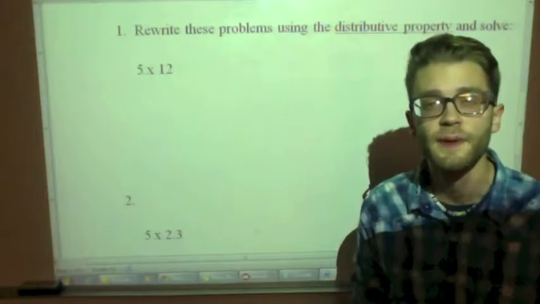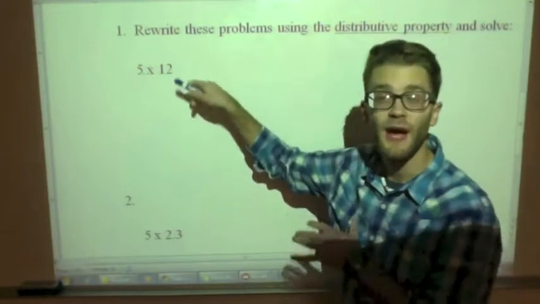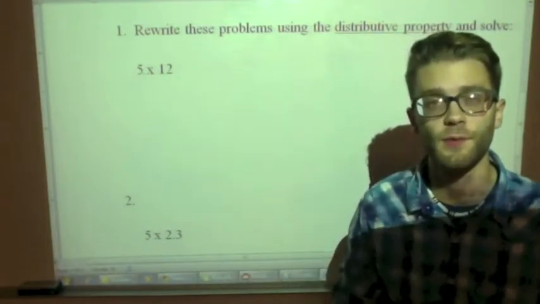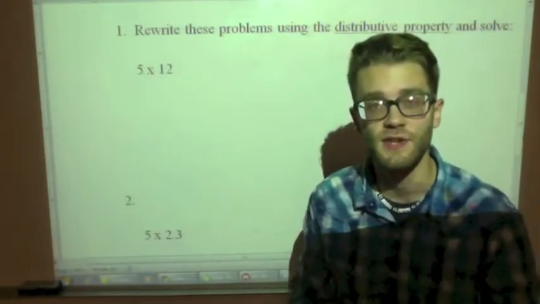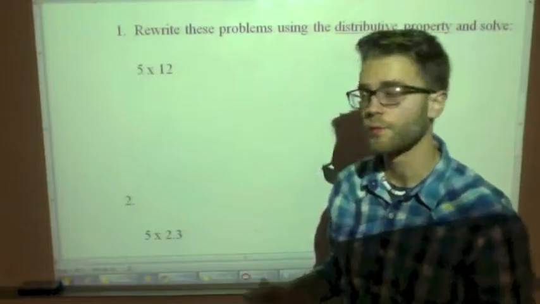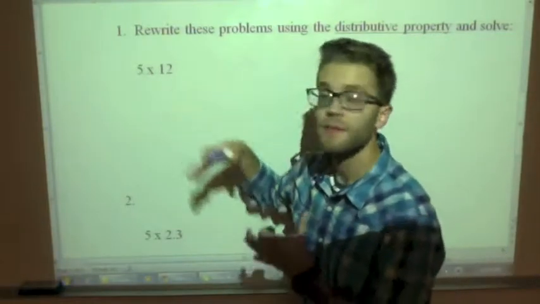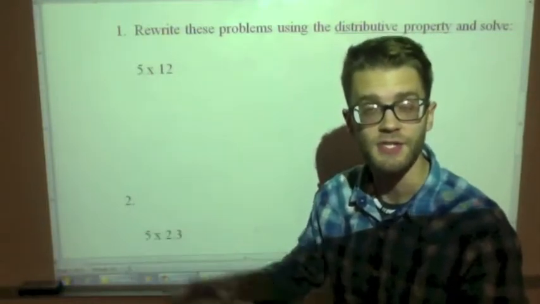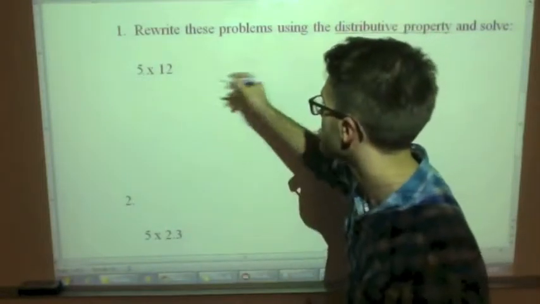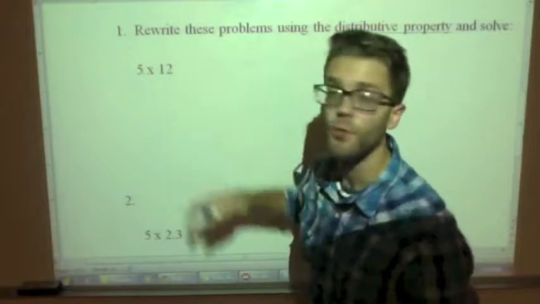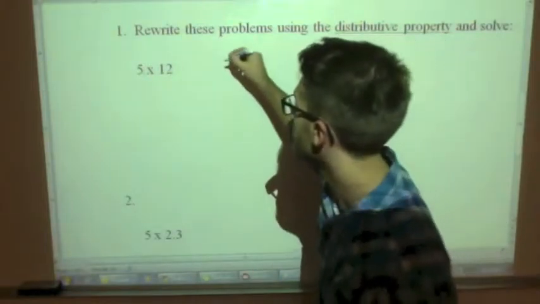Alright, so we're still on the front page. This is the warm-up. Once you know how to do this, it'll really help you with the stuff that we're working on today. So we have 5 times 12, something that I know you guys can solve, but I'm asking you to solve it in a different way today. 5 times 12 can be broken into 2 different products, 2 different multiplication problems, which is what we call partial products. So we can actually split up the 1 and the 2 into 2 different multiplication problems.